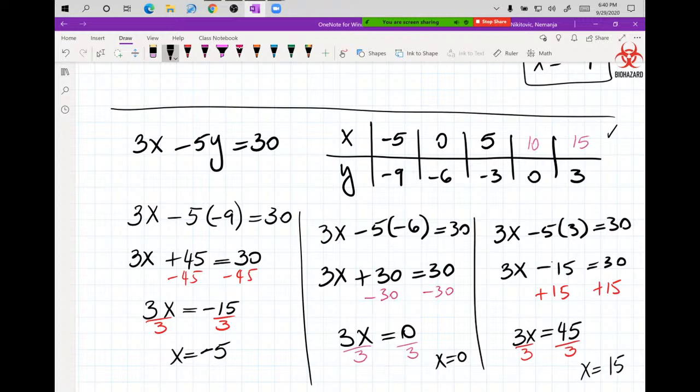Is this making sense? Plugging values in?